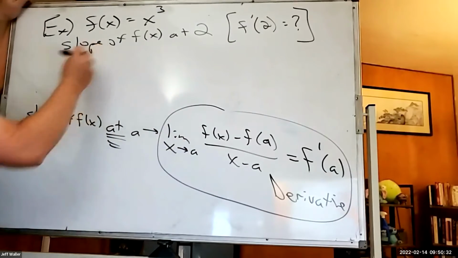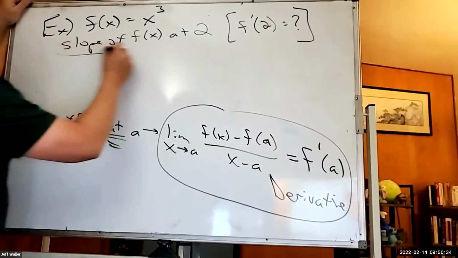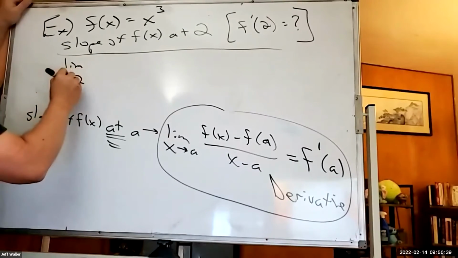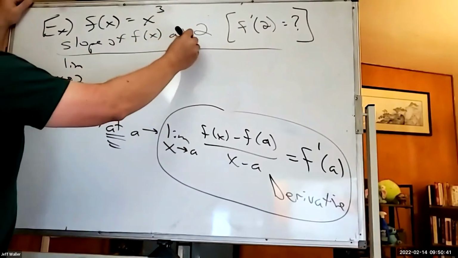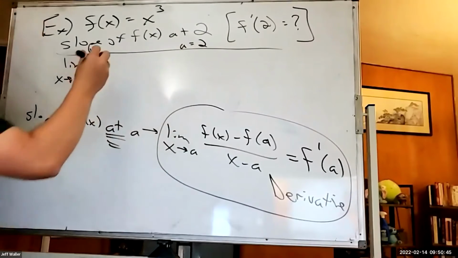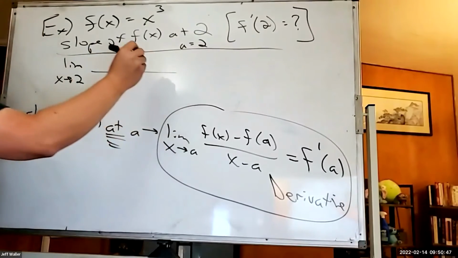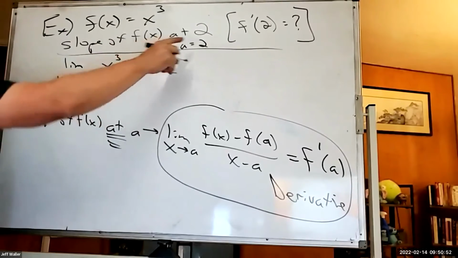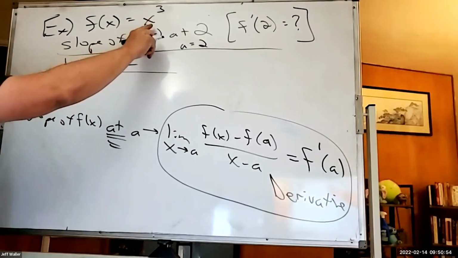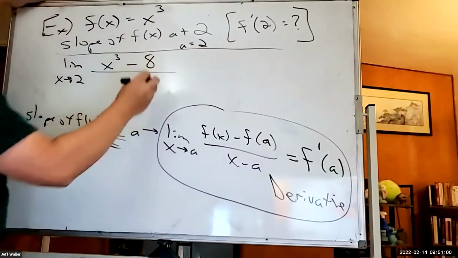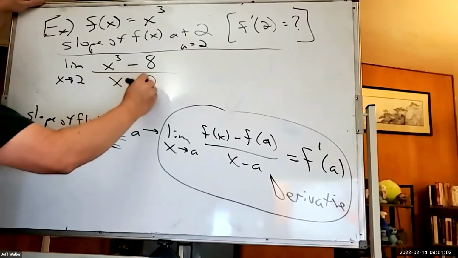So I do the limit as x approaches 2, right? Because a is 2. Is everybody cool? A is 2. That's the point I'm interested in. The limit as x goes to 2 of f of x minus f of 2. What's f of 2? 8. Yeah, so f of x is x cubed. f of 2 is 8, over x minus a.